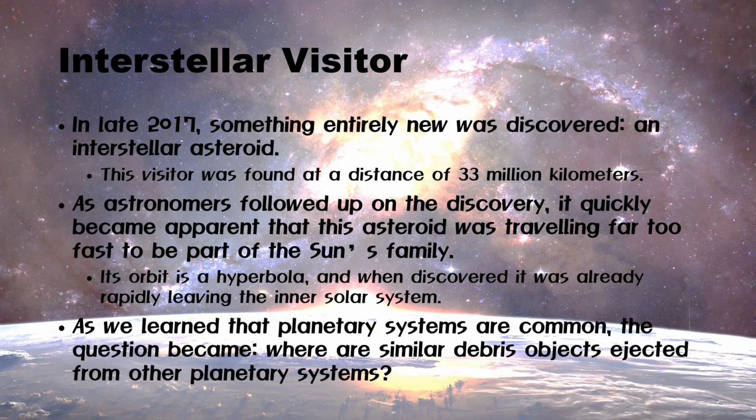As we learned that planetary systems are common, and as we do more and more deep space exploration, the question starts forming: where are similar debris objects ejected from planetary systems? What are the causes of these things? What are the reasons that an asteroid might be pulled from one system and be yanked into another? This allowed us to rethink some of our models of what might be captured or rejected from within a single star system.